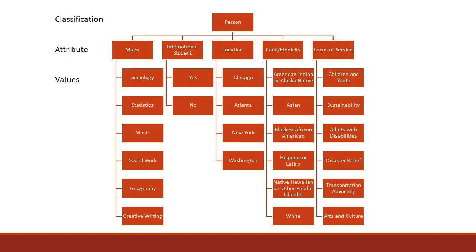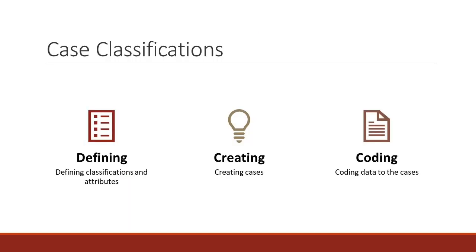For this project, you can see that I'm using the classification of person, and some of the attributes I want to use include major, location of their service, race, ethnicity, and whether or not the students are international students. For each attribute, you have different values, which you can apply to different participants. I'll go through 3 steps in classifying your data. The first is creating classifications and attributes. The second is creating cases. And finally, you'll assign data to the cases.